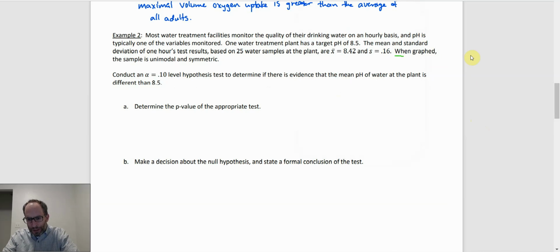So like this thing here, that when graphed, the sample is unimodal and symmetric. So why does it say that? Because we've never had that before. The reason it says that is because of this. The sample size is less than 30, but not by very much.